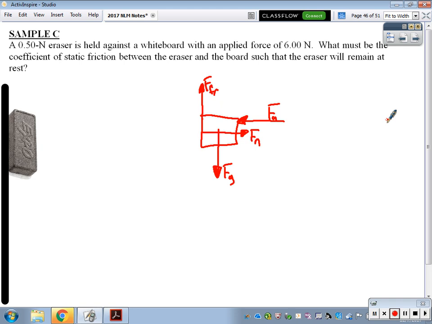But this is why the normal force is really important in our friction, because understand that it's really because of this applied force and the normal force pushing back that we have friction to begin with. We're forcing these two surfaces together, pressing them together. It's because of that that the frictional force is going to be there to hold that eraser in place.